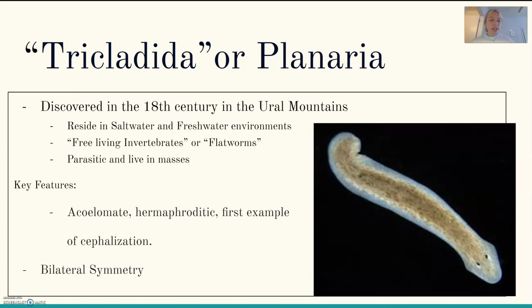They can be parasitic depending on their environment, and they can live in masses, also depending on their environment. They're usually seen in masses in freshwater environments. Some key features of planaria are that they're acoelomate, meaning that they have no internal fluid-filled body cavity separating the body wall from the digestive tract.